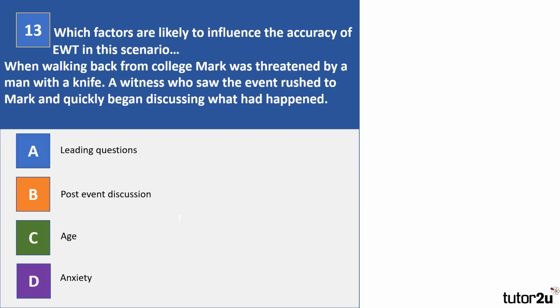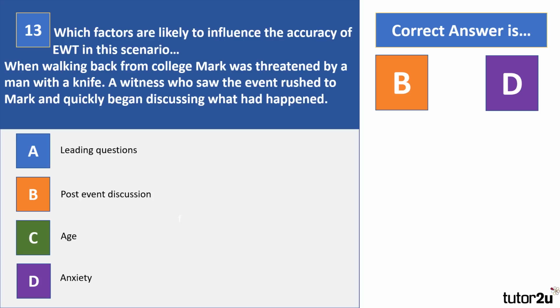Question 13. Which factors are likely to influence the accuracy of eyewitness testimony in this scenario? When walking back from college, Mark was threatened by a man with a knife. A witness who saw the event rushed to Mark and quickly began discussing what had happened. So pause your video. Okay, your answer here is B and D, post-event discussion and anxiety.